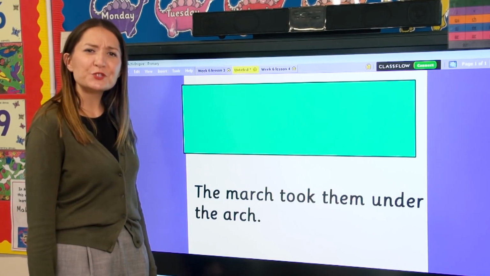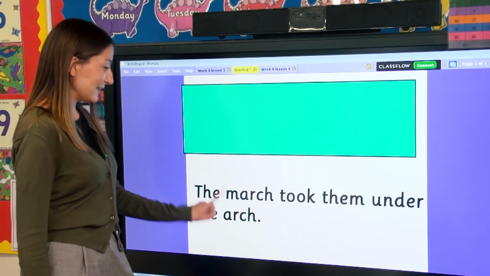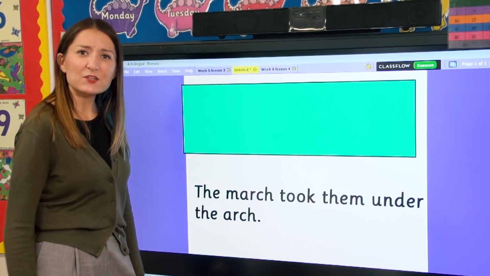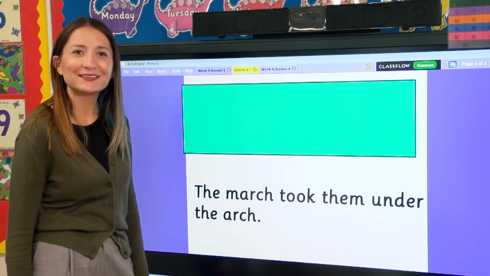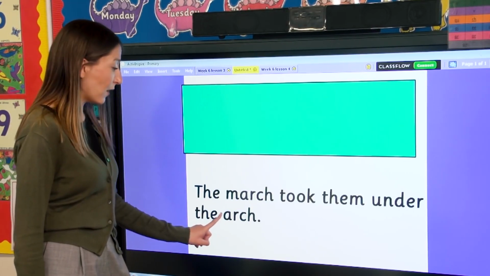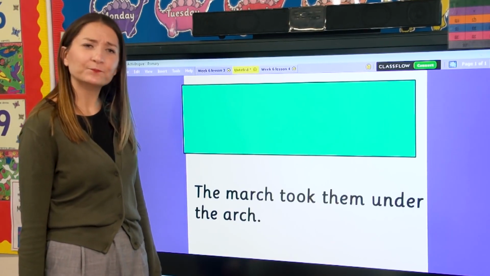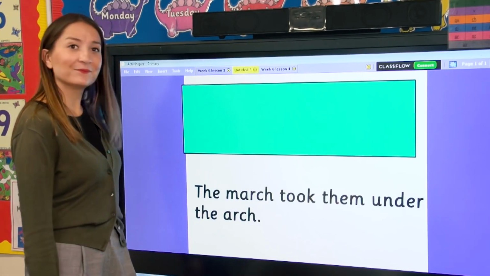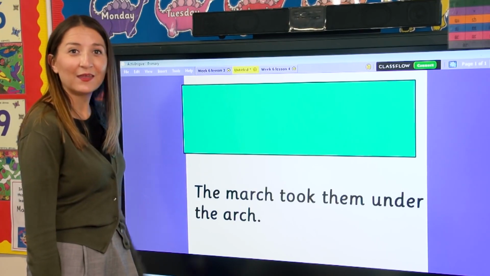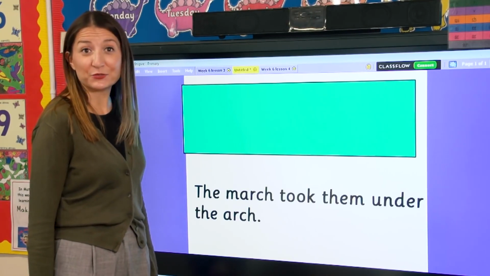Can you see a word with two digraphs? Yes, this word has the digraph ar and the digraph ch. Can you see any other words with two digraphs? Yes, this has two digraphs too, ar and ch. Can you see a tricky word we already know? Yes, this is a tricky word we already know. Now, I want you to read aloud as I point to the words and remember to sound out any words you're not sure of.